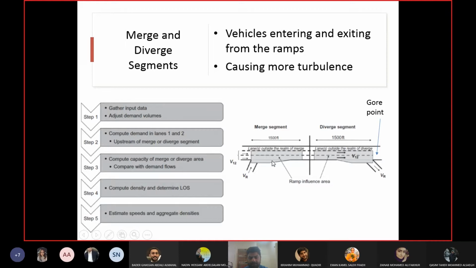For the diverge area, there will be a deceleration lane. If you are in this lane and you want to go off the ramp, you will ideally come to this area and decelerate before you go onto the ramp.